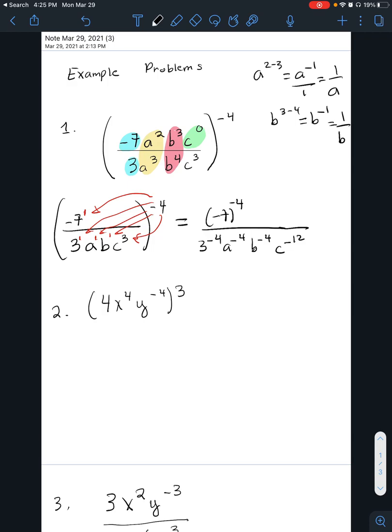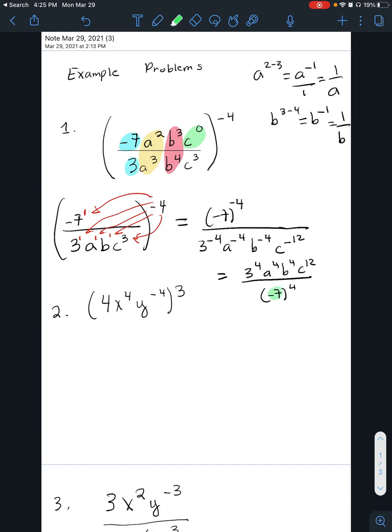So this is a doozy because we got everything with a negative exponent. So we know to undo this, we're just going to flip everything completely. So on top, it's going to be 3 to the 4th, a to the 4th, b to the 4th, c to the 12th. And then I'm going to have a -7 to the 4th.